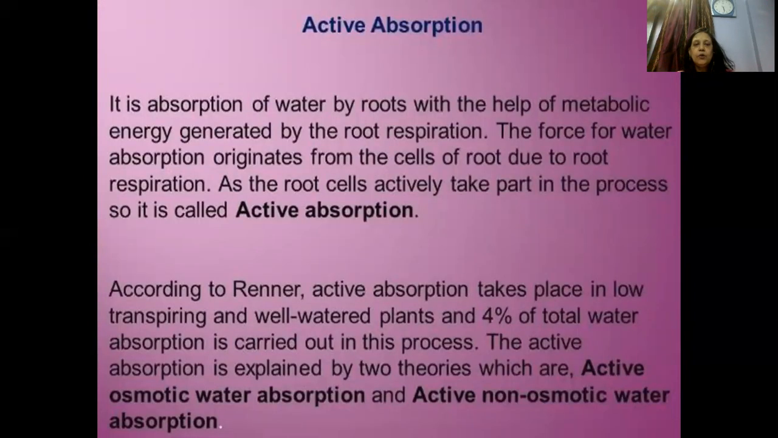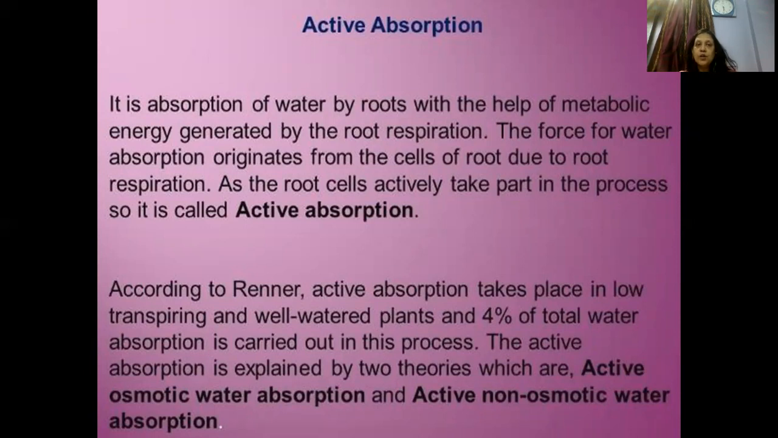So here, what do you understand? It is the absorption of water by roots with the help of metabolic energy generated by root respiration. Now what happens in respiration? What is needed in respiration? Oxygen is needed, and carbohydrate is needed. Through oxygen and carbohydrate, the carbohydrate is broken down so as to release the ATP molecule, adenosine triphosphate. Yes, that means it is being utilized.